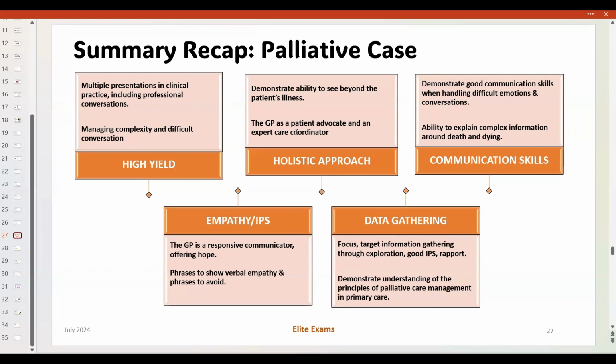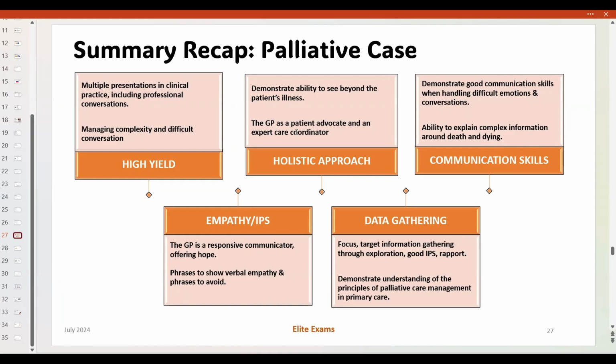And of course, the IPS, because without a good IPS in palliative case, we would lose a lot. You have to be a responsive communicator, be able to say, oh, I understand that things are challenging, but offer hope in the care that you're going to give to the patient. Show that verbal empathy, and we've talked about phrases to avoid. We've also talked about why good IPS and building rapport is important because that helps in your data gathering.